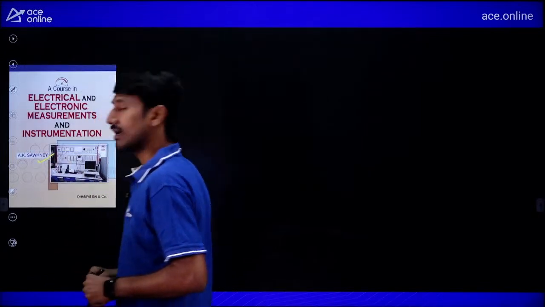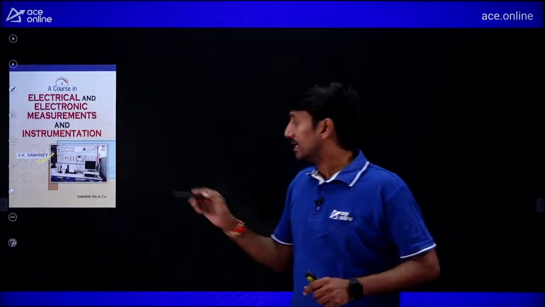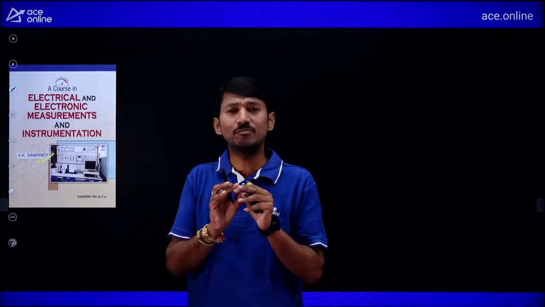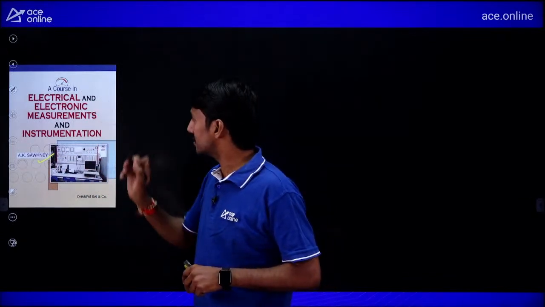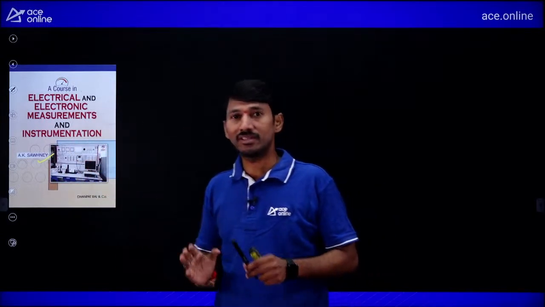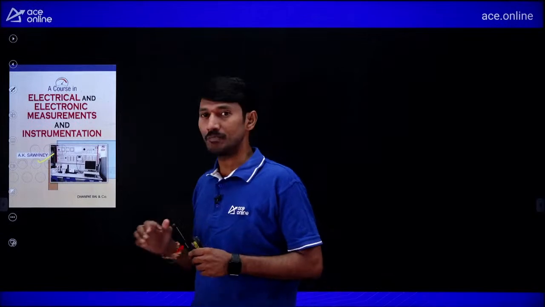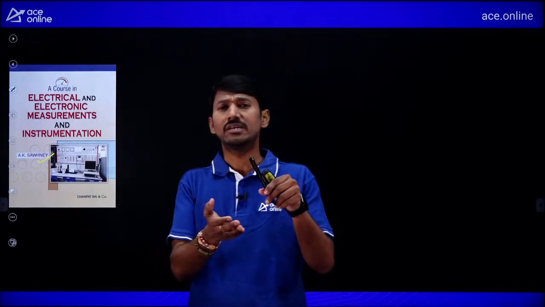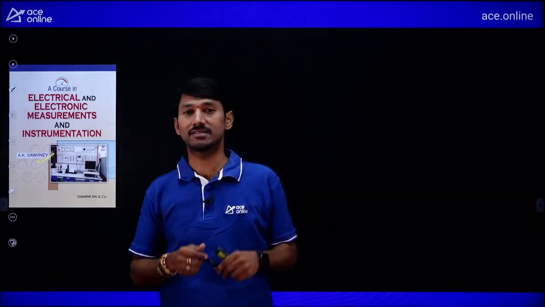Right? This is the corresponding A.K. Sahane textbook. In this, all types of measurement are available: electrical measurements, electronic measurements and instrumentation. Now I am giving the preparation strategy with this. This book has almost 1000 plus or 1500 pages.